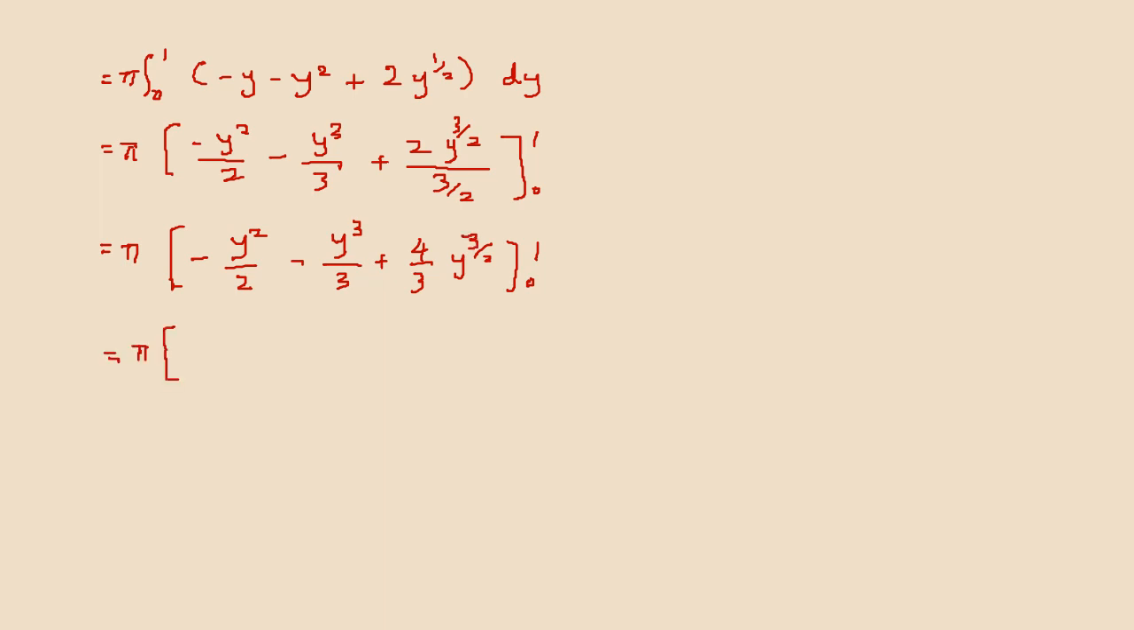Then substitute y equal to 1. So we get negative 1 squared over 2, that is 1 over 2, negative. Substitute y equal to 1, 1 over 3. Plus substitute y equal to 1, 4 over 3. And then minus substitute y equal to 0, we will get 0. Calculate this one. We will get 1 over 2 pi unit to the power of 3.